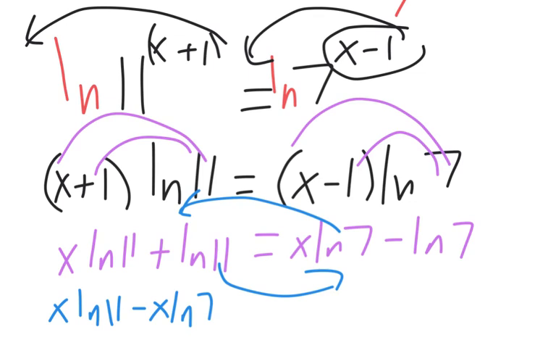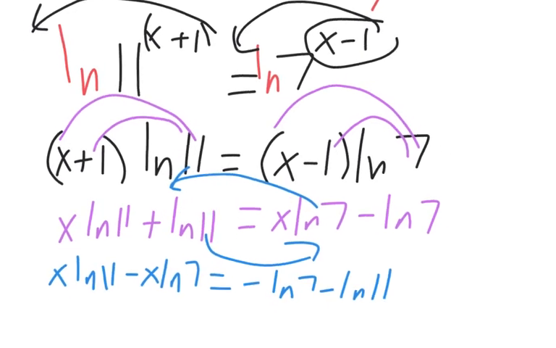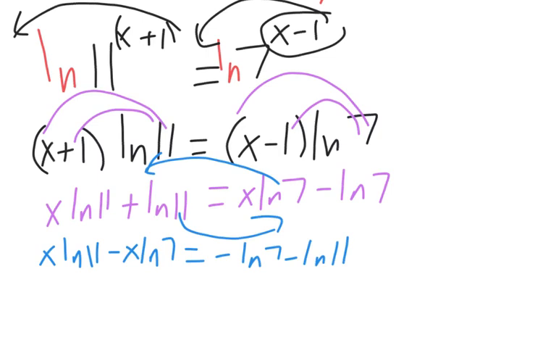X natural log of 11 minus X natural log of 7 equals, now I've got the negative natural log of 7 minus the natural log of 11. We good? And here's the next step that always confuses people. Those are not like terms. Can't combine them. That is not x natural log of 4. They won't combine.